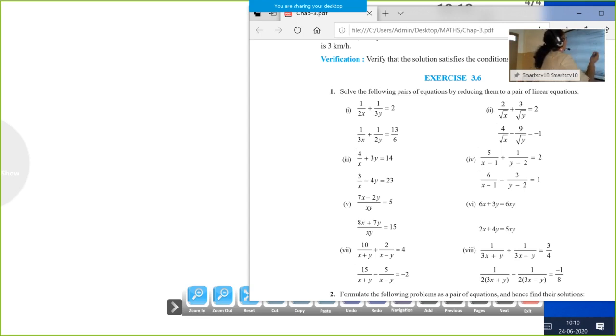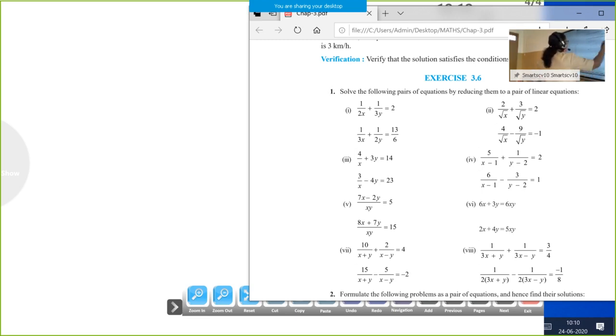Here, substituting instead of 1 by root x u, 1 by root y v and making this equation a linear equation and find the value of u and v and put 1 by root x is equal to u. Then what is x? x is equal to 1 by u square. Clear? And y is equal to 1 by v square.